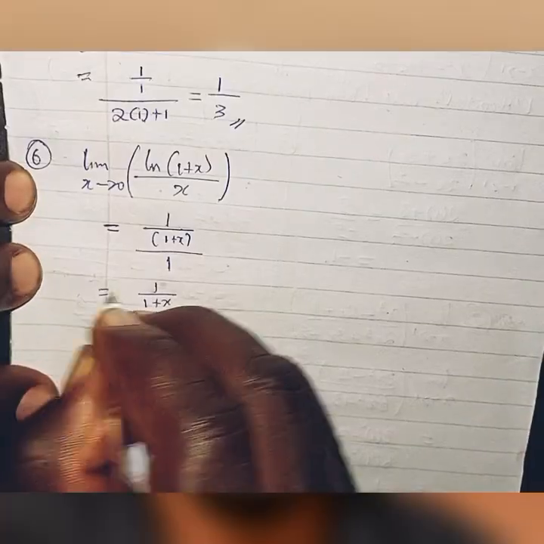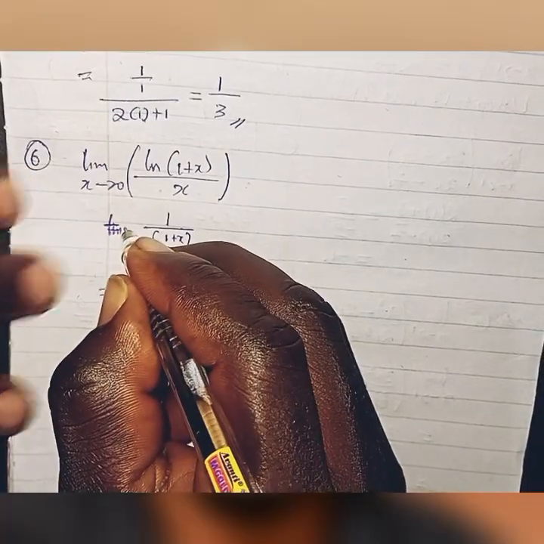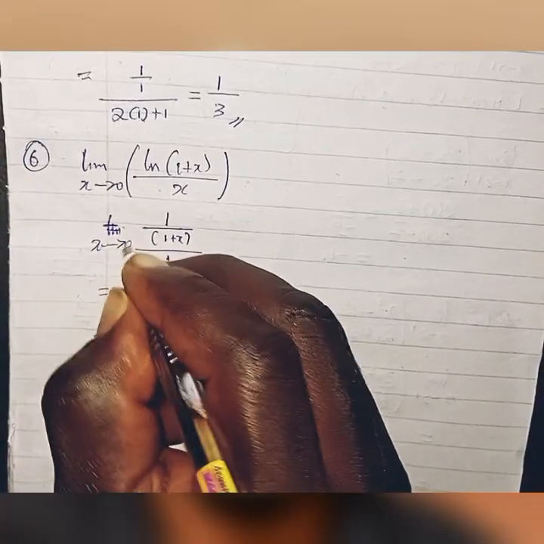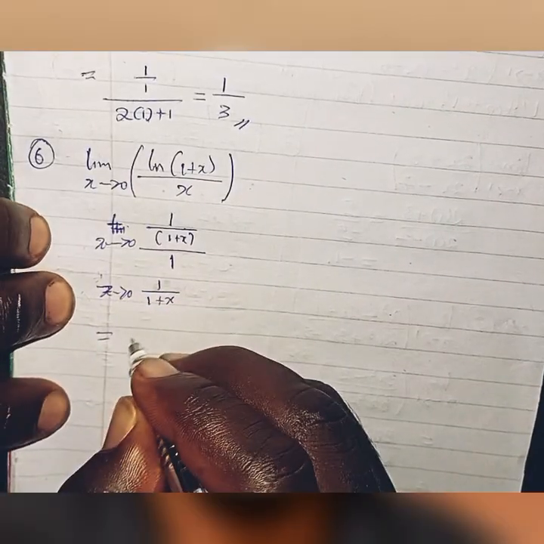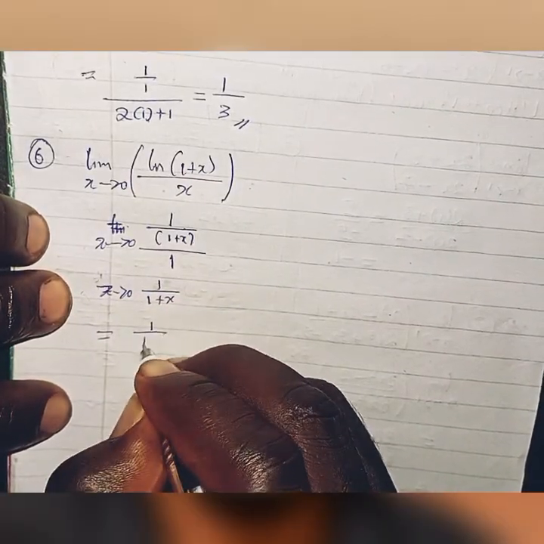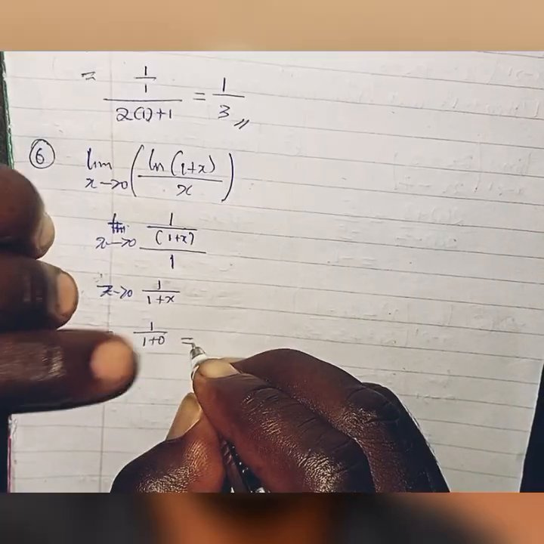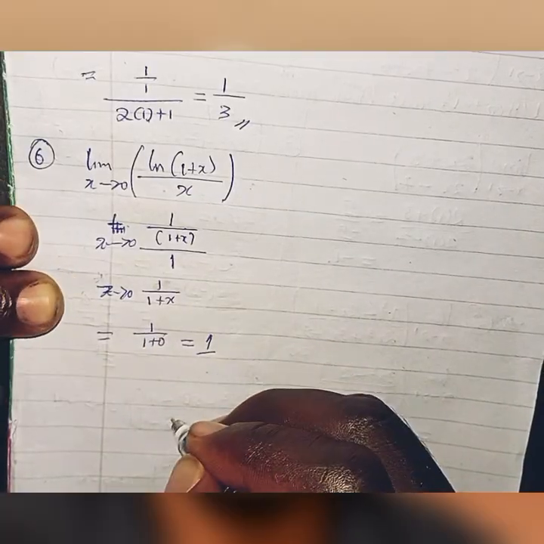Now remember, we have the limit as x approaching 0, and if I put 0 into this, I will have 1 over 1 plus 0, which is 1 over 1. So the answer is 1.